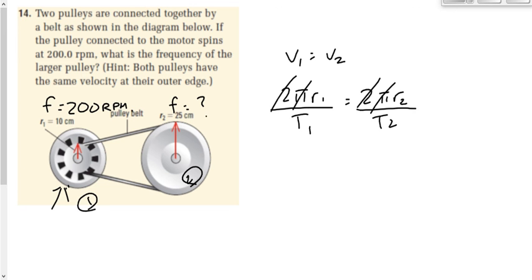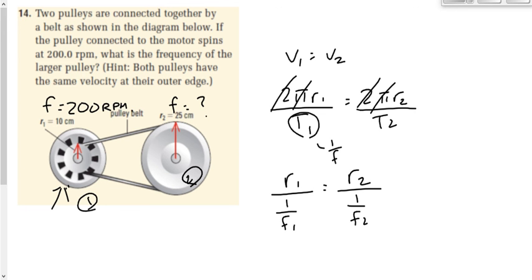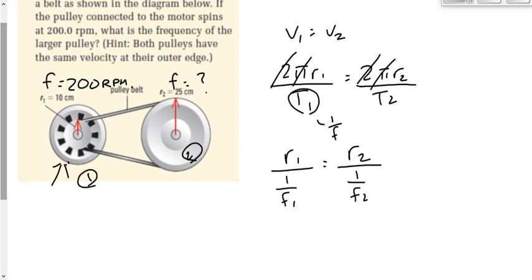But wait a second, I got frequency, so I'm going to replace T with 1 over F. So it becomes R1 over 1 over F1 equals R2 over 1 over F2. I can simplify this a bit and say R times F1, because R divided by 1 over F is the same thing as saying R times F over 1, right? Divide by the, or multiply by the reciprocal.